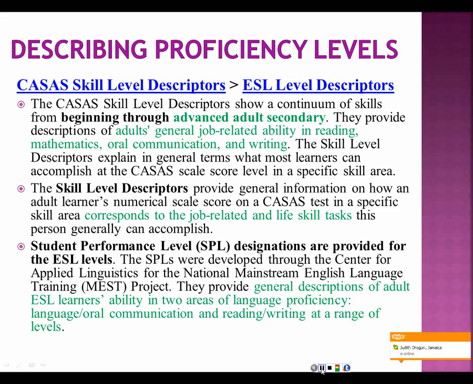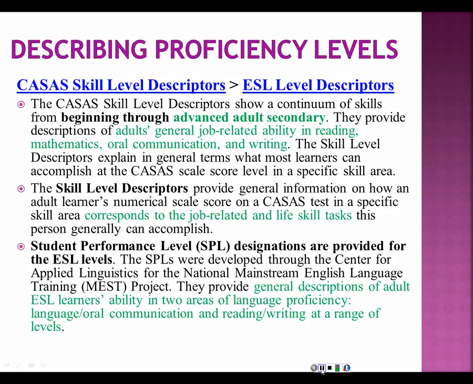The skill level descriptors explain in general terms what most learners can accomplish at the CASAS scale score level in a specific skill area. So again, you have can-do statements. The skill level descriptors provide general information on how an adult learner's numerical scale score on a CASAS test corresponds to the job-related and life skill tasks this person generally can accomplish. So those can-do statements are not just language-related, but job-related and life skill-related.